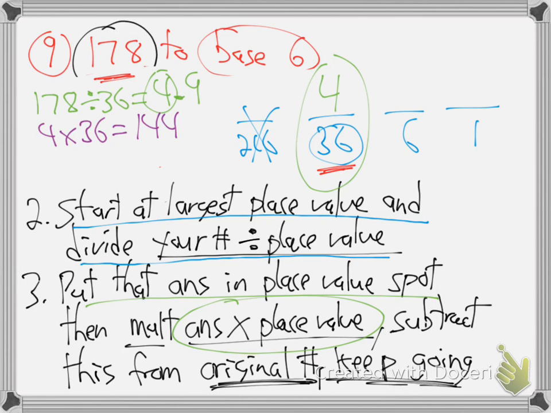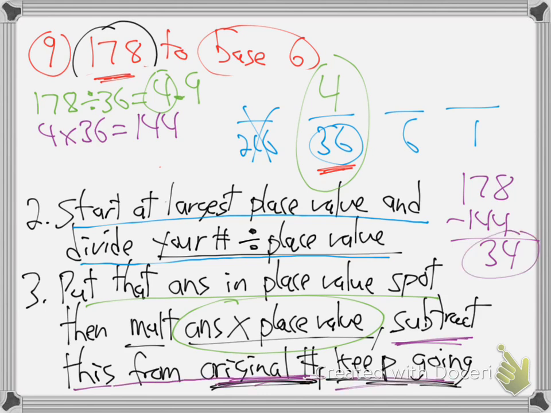It's 4 36s. So if that's representing 144, and my goal is to eventually represent the whole 178, how much do I have left to go? Take the 178 and subtract the 144 you've already represented. What do we got left? 34. Subtract this from the original number, and then keep going. So we got 34 left to go.